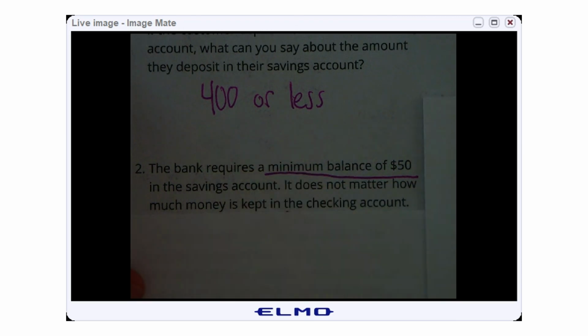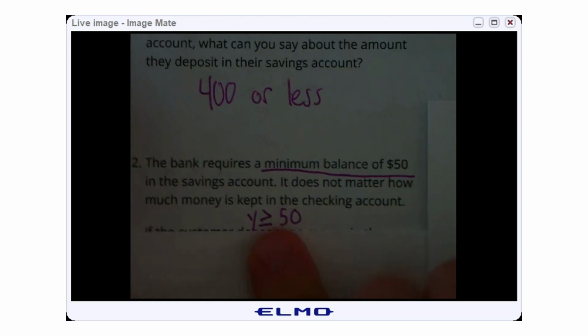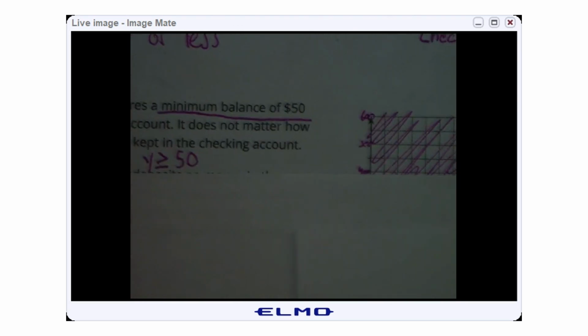And if we remember, Y is our savings account. So Y has to have a minimum balance of 50. Minimum means that we should have at least $50. So Y should be greater than or equal to 50. Again, what I did is I went into Desmos and I graphed this. When I did that, we had something that looks like this.